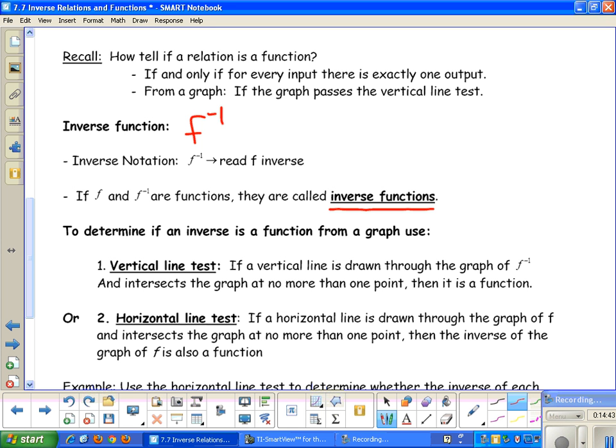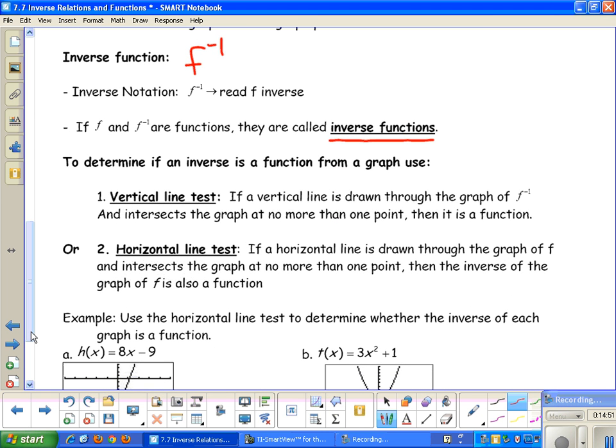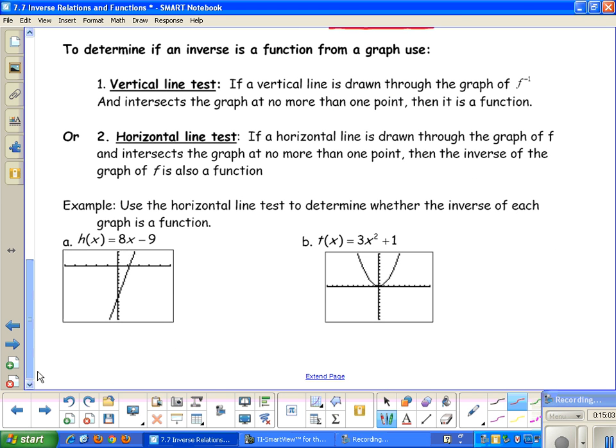To determine if an inverse is a function from a graph, we can use the vertical line test, or now we can use what I just showed you, which is the horizontal line test. If a horizontal line is drawn through the graph of f and intersects the graph in no more than 1 point, then the inverse of the graph of f is also a function. So just to reiterate, the horizontal line test you use on the original graph to find if your inverse is going to be a function.